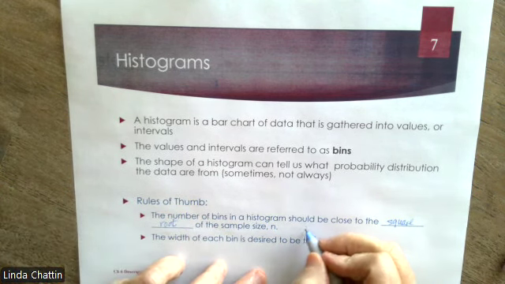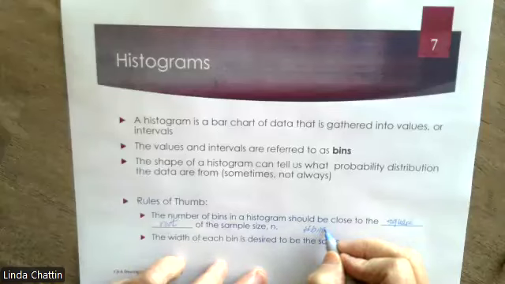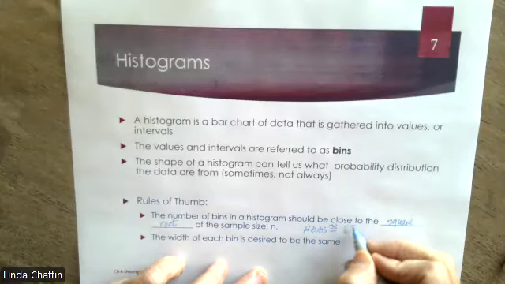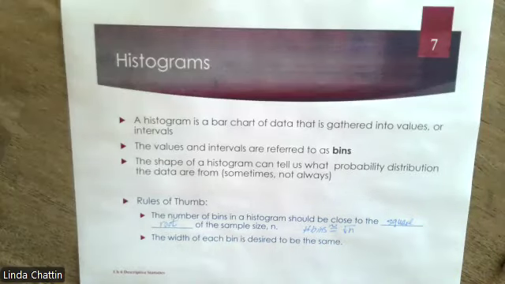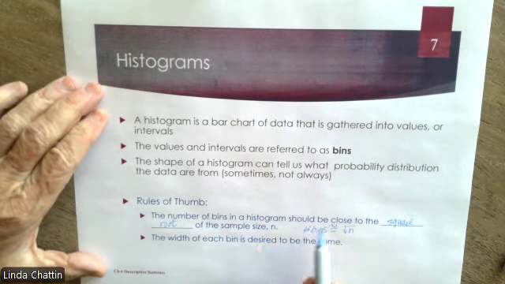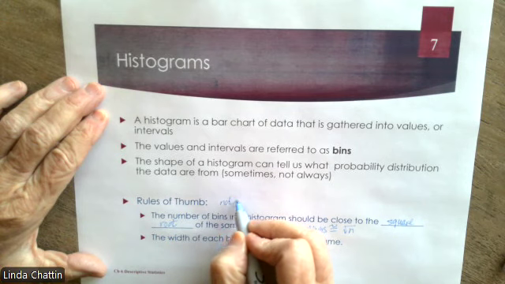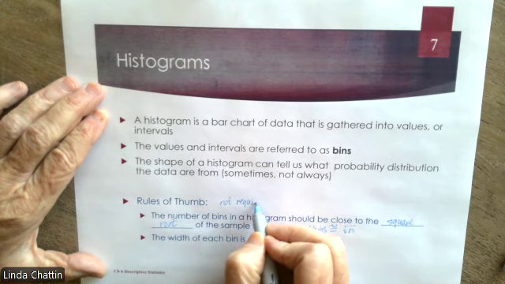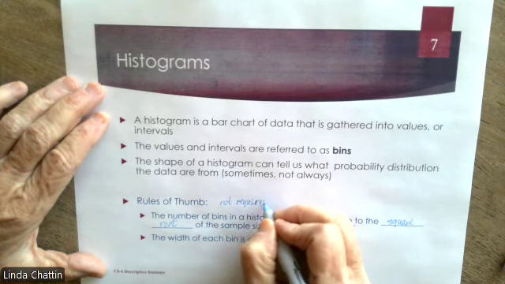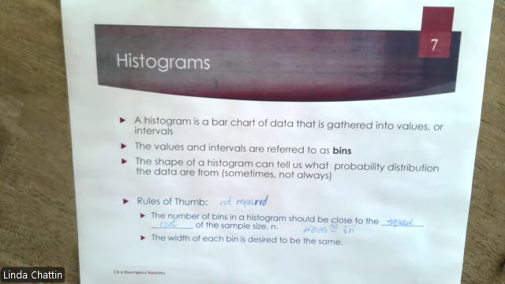So in other words, I could have written it this way: the number of bins should be about the square root of the number in my sample. We also like the width of each bin to be the same, but it doesn't necessarily have to be. So again, this is a rule of thumb. It's not required, but in exams and homework and such, you will be expected to know what the rule of thumb is and to be able to apply it if you are asked to do so.